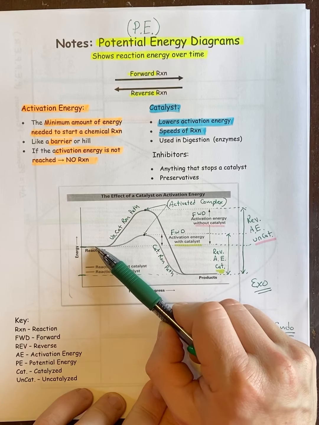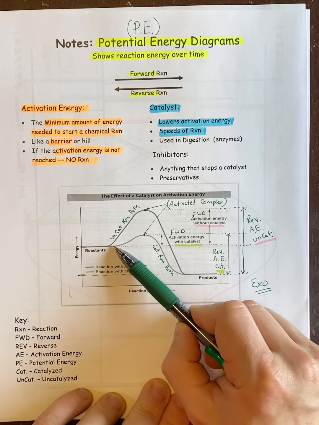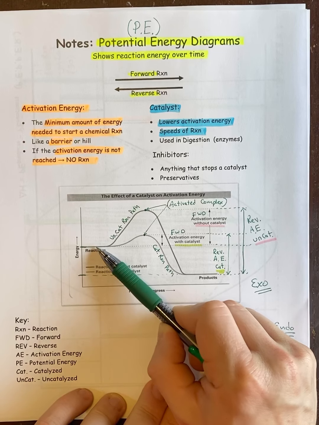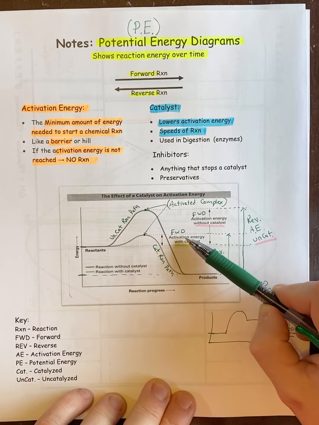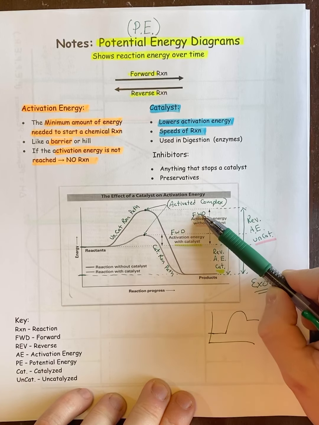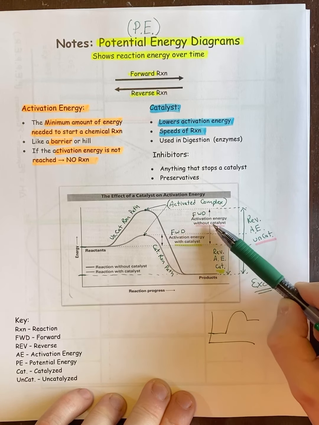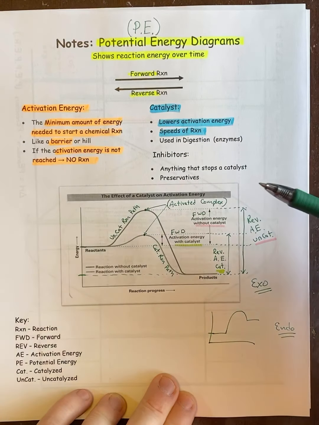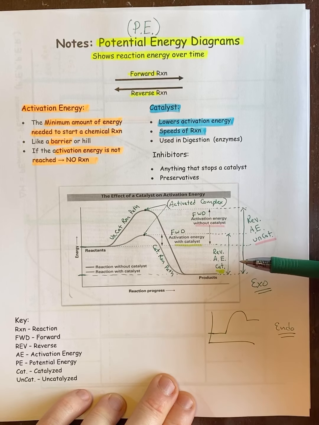Remember, we're starting from right here. And so this dotted line right here is an extension of the reactant level. So we have the forward activation energy with a catalyst, or I would just say catalyzed, and then you have the forward activation energy without a catalyst. I would say uncatalyzed. So there's two. Now, we also mentioned that there's forward and then there's reverse reactions. So it turns out there's forward and reverse activation energies.